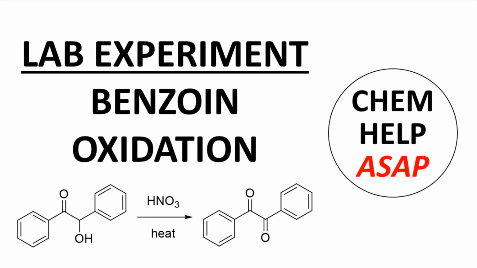In this video, we'll perform an oxidation of an alcohol, the OH group in benzoin, to form a diketone, benzil. We will discuss different alcohol oxidation reagents, talk about the reaction, perform the experiment, isolate the crude product, and characterize the final material.